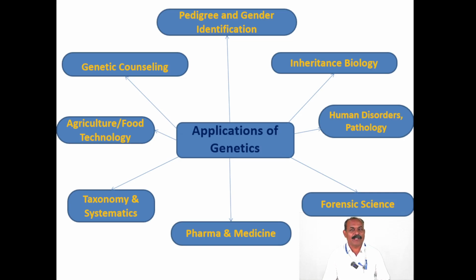Then genetics is also applied in forensic science. Nowadays forensic science is an emerging branch, where you find how to identify criminals and how to find out family relationships, and genetics helps. Then genetics is helpful in the pharma and medicine sector; in pharmacy, pharmacogenomics is there. Next, genetics is also helpful in taxonomy and systematics, for phylogeny and evolutionary history, and nowadays living organisms are classified according to their genes and new systems of classification have arrived, for example APG, the Angiosperm Phylogeny Group system, for plants as well as animals.